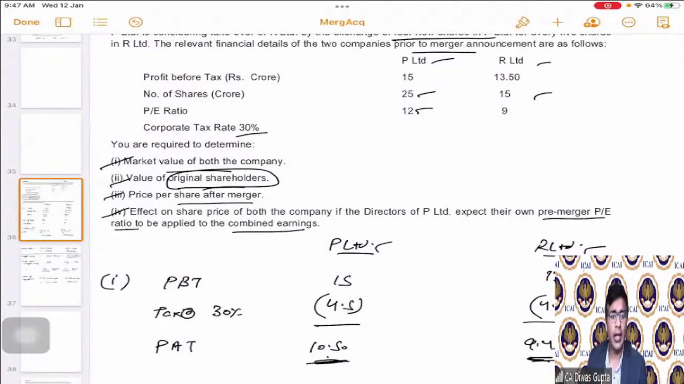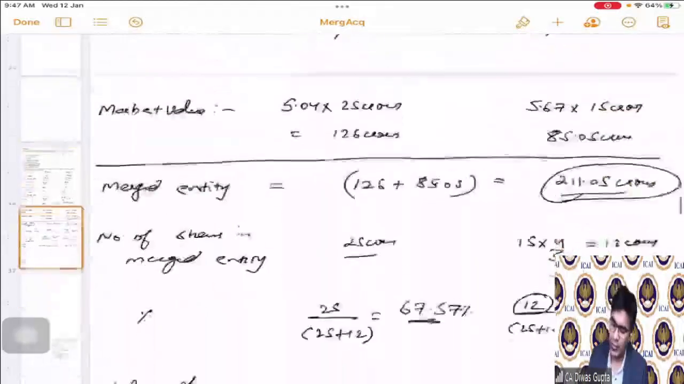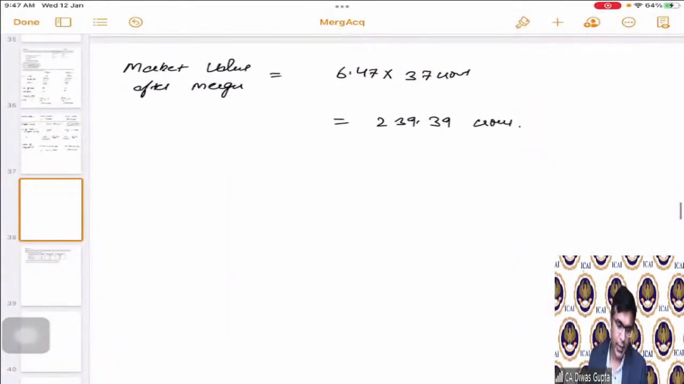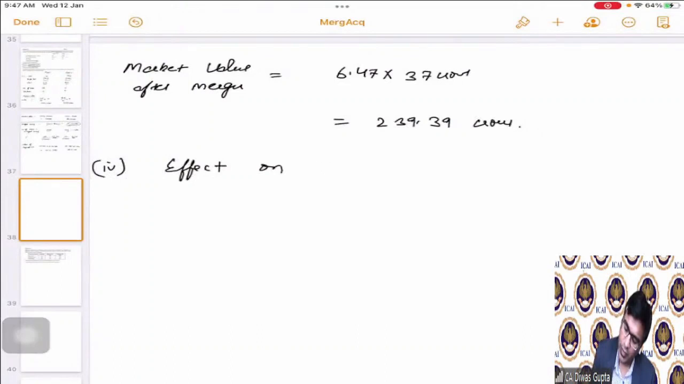Now they are saying that you have to calculate the effect on share prices, that is the gain/loss for the respective shareholders, correct? So we will calculate in the last part, we will calculate effect on share price.